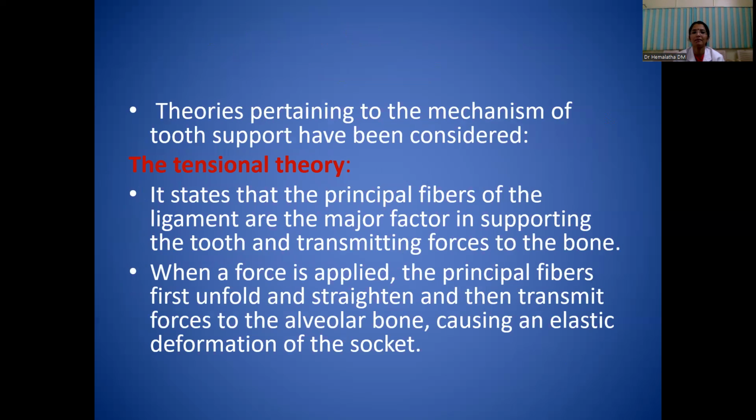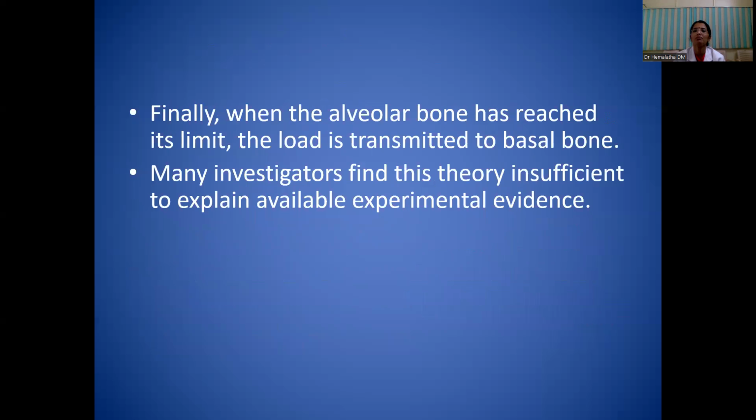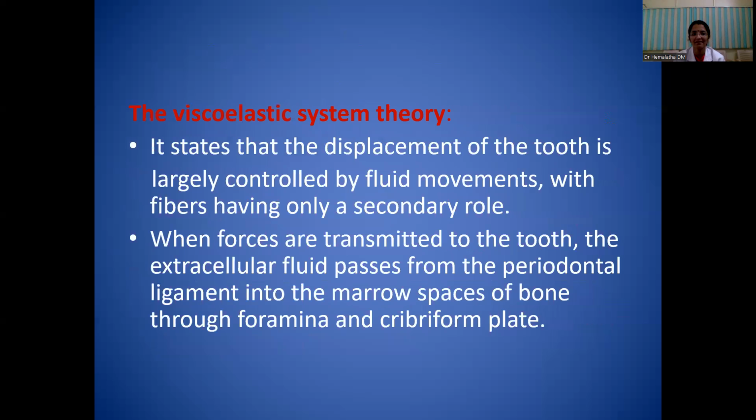The theories pertaining to the mechanism of tooth support are the tensional theory. It states that the principal fibers of the ligament are the major factor in supporting the tooth and transmitting the forces to the bone. When a force is applied, the principal fibers first unfold and straighten and then transmit the forces to the alveolar bone, causing an elastic deformation of the socket. Finally, when the alveolar bone has reached its limit, the load is transmitted to the basal bone. Many investigators find this theory insufficient to explain the available experimental evidence.